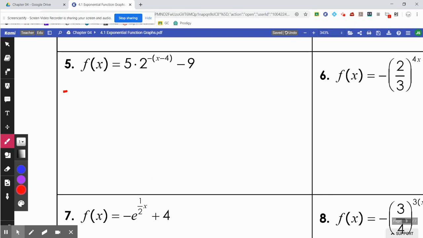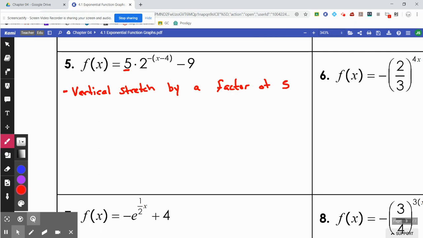Number 5. Let's start out with our stretches. Got a 5 on the outside, so therefore that would be a vertical because it's on the outside. It'd be a stretch because it's larger than 1, so a vertical stretch by a factor of 5.